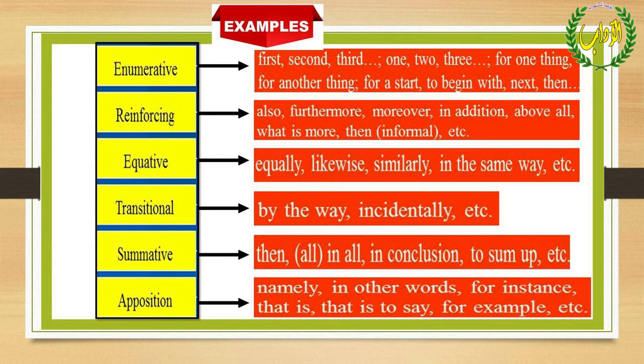For reinforcing, we have words like also, furthermore, moreover, in addition, above all, what's more, this is a phrase, than, when it's informal, etc. For equative conjuncts, we have words like equally, likewise, similarly, in the same way, etc. For transitional, we have phrases like by the way, incidentally, etc. For summative conjuncts, we have words like then, or phrases like all in all, in conclusion, to sum up, etc. For appositives, we have namely, in other words, for instance, that is, that's to say, for example, etc.